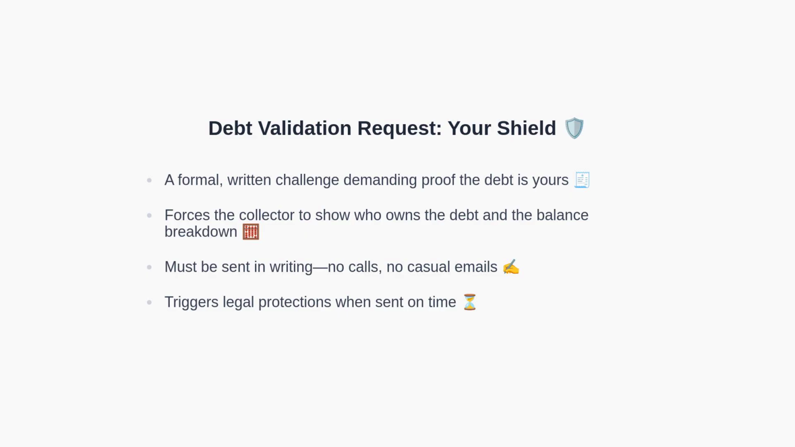When you send this request in writing, especially within the applicable dispute window after receiving the collector's first written notice, the law can require the collector to cease collection activities until they mail you verification. Written procedures are the key to activating these rights. Now, to make your request legally resilient, you need certified mail with return receipt.